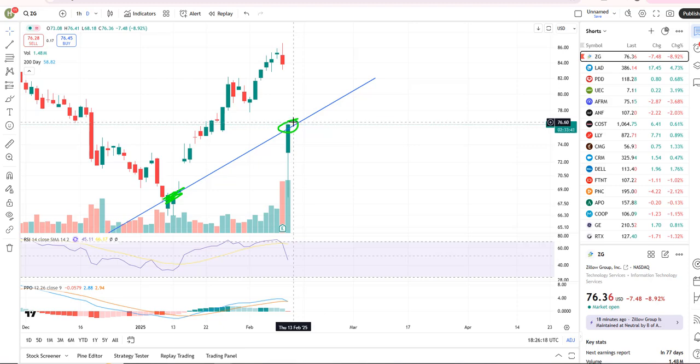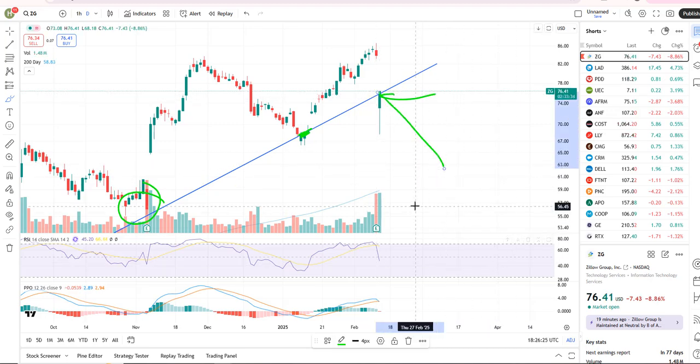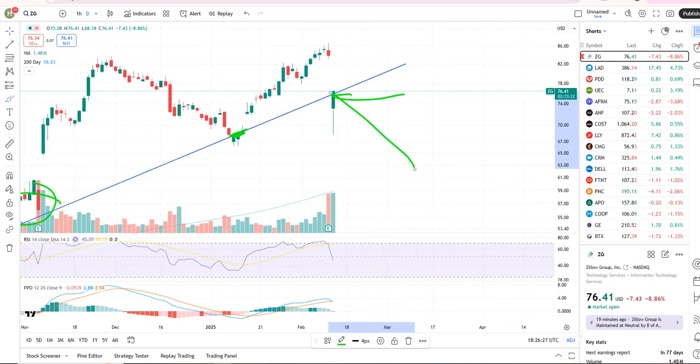And so if it can't, then I would suspect that this is a breakdown, a big sell signal, and a back test, and then it will roll over. Okay, so keep an eye on that one.